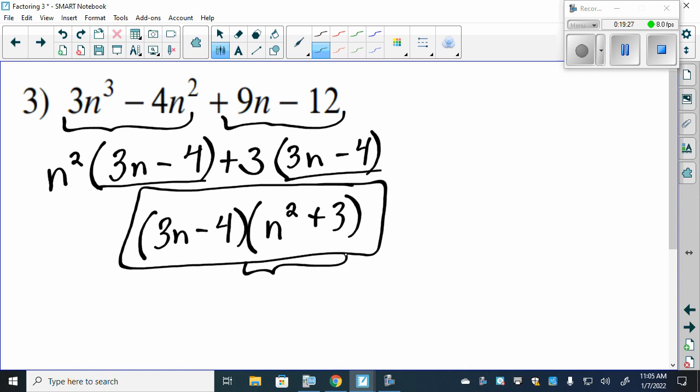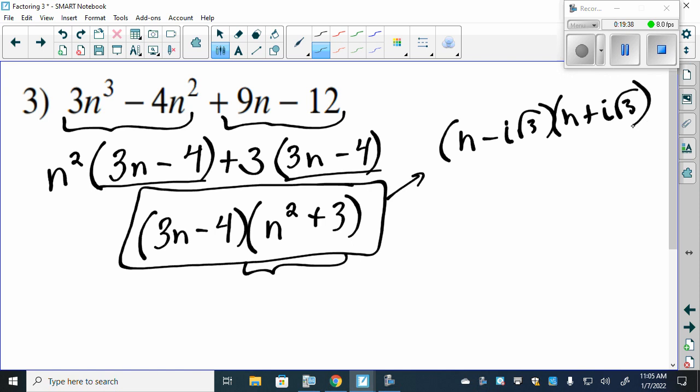But this here is considered factored completely, because this here would actually turn into n minus i square root of 3 and n plus i square root of 3 if we went through the same steps as yesterday with the, I think it was x squared plus 9, to find those 3i, negative 3i. But this isn't required. To find it, just factored completely. Any questions on this here?